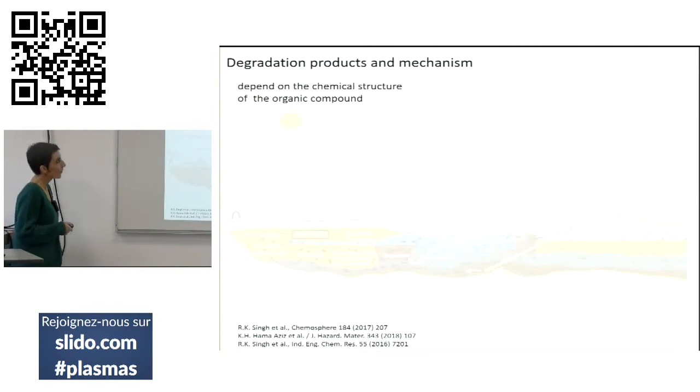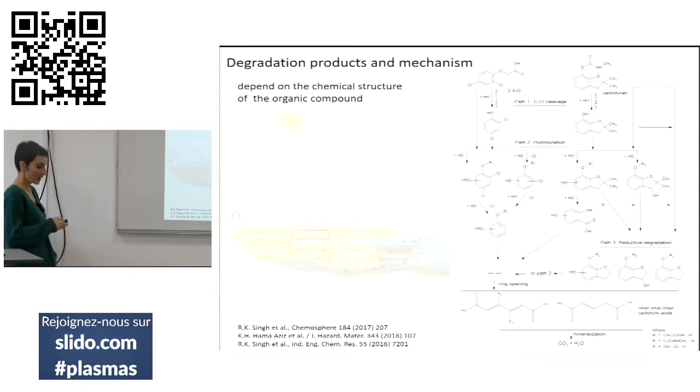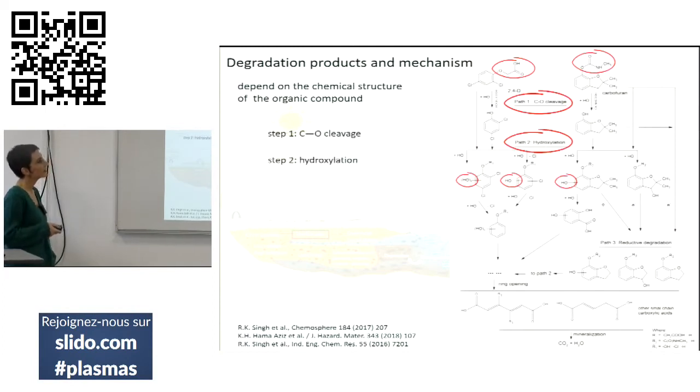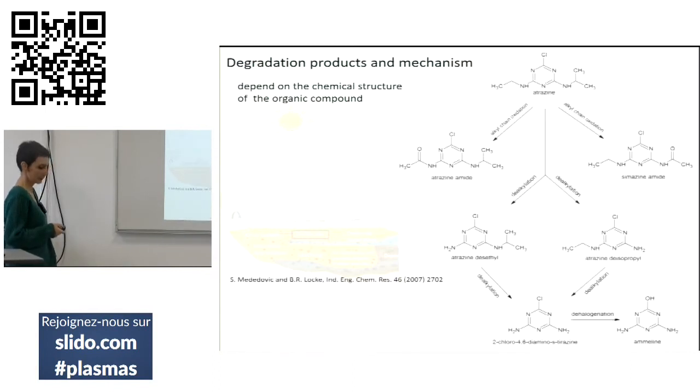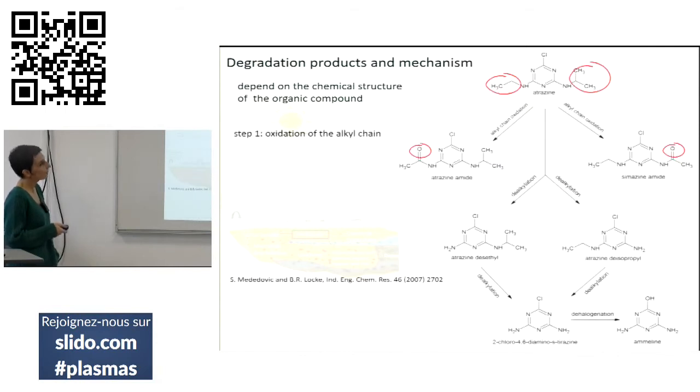I will not go into details regarding the degradation products because I talked about this previously. So anyway, it is clear that the degradation products and the degradation mechanism depend on the chemical structure of the organic compound. So if we have compounds with more or less similar structure, the steps of the degradation will be similar. If they're different, of course, different steps will happen.